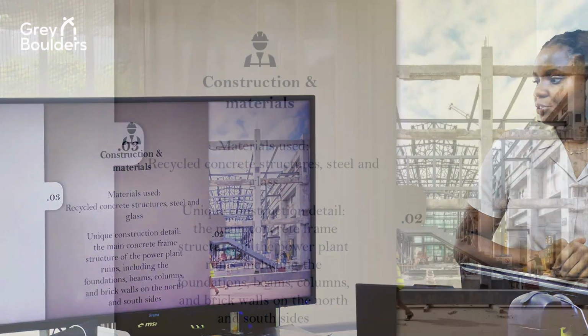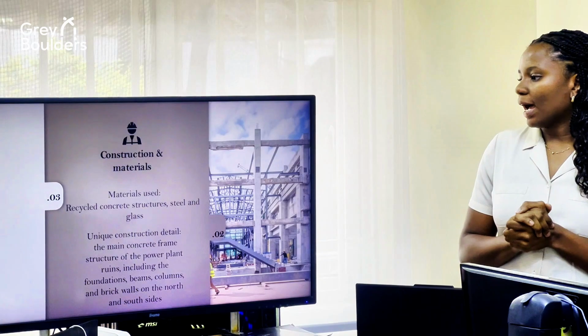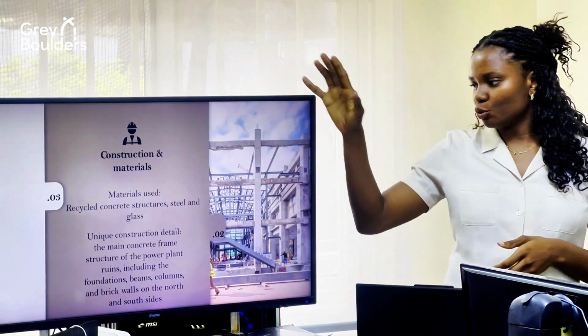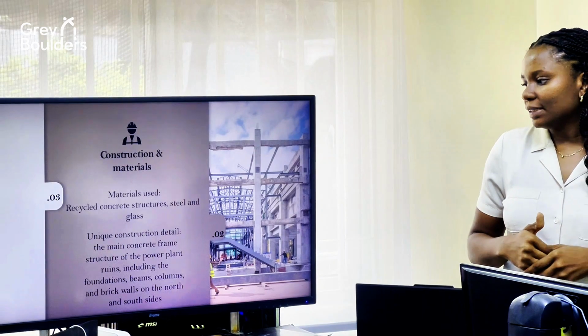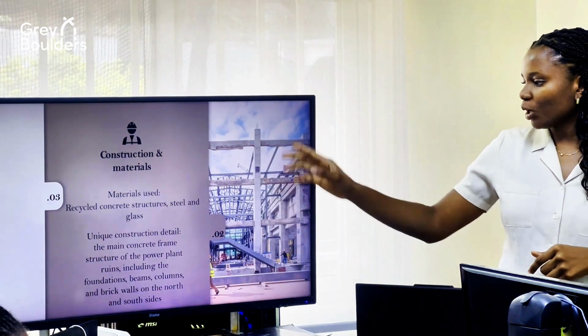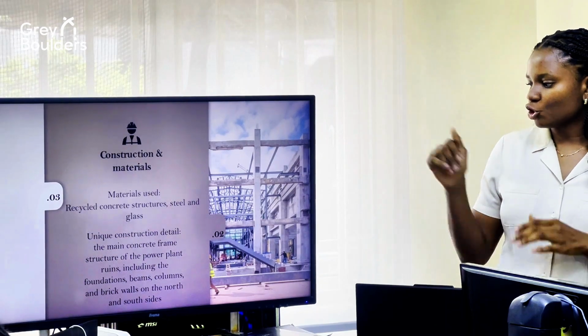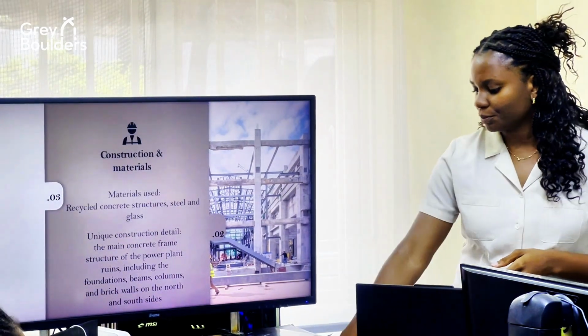The construction materials are the recycled concrete that is here, which makes it sustainable, and the steel and glass which they used in the new construction. Now, a unique construction detail, as I mentioned before, is that what remains of the previous work is all the structural elements: the base, the columns, and the foundation.